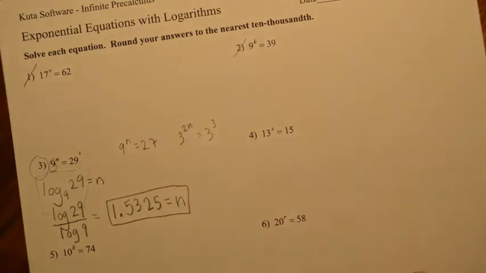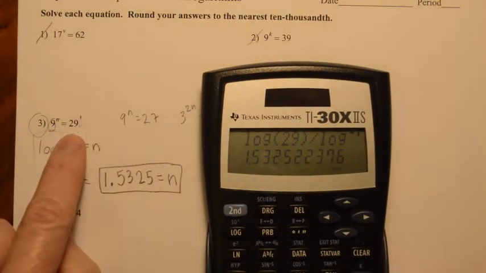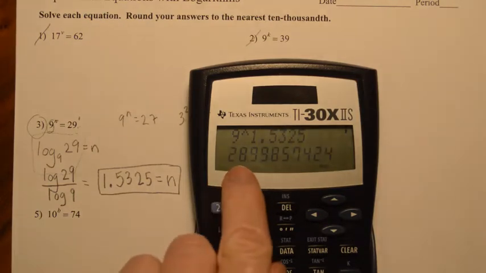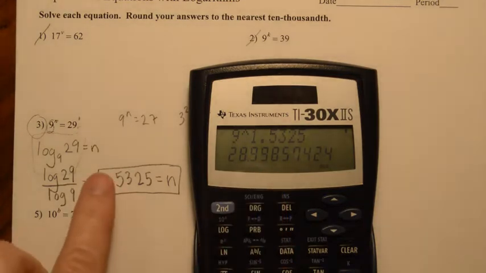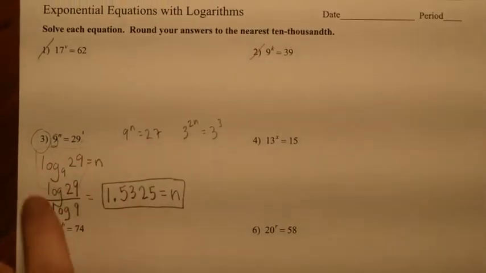And again, if you're not feeling super confident, you could always go back and plug that in just to make sure that you do get 29. So let me just do that. 9 to the 1.5325 power. Yeah, it gets me 28.998, so very close to what we anticipated. Okay, that was just a refresher on how to do these.